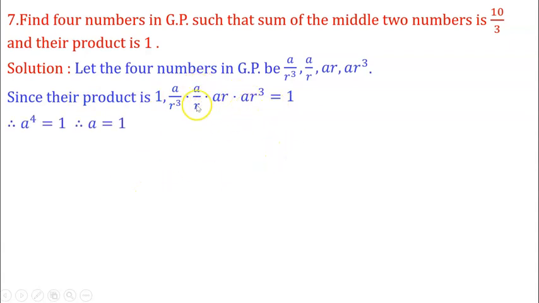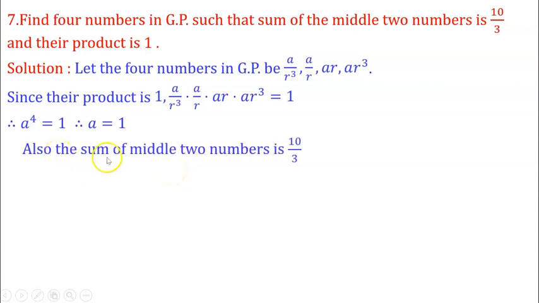r^3 into r, that is r^4, and in the numerator r into r^3, r^4, so r^4 and r^4 get cancelled. a into a into a into a, that is a^4 is equal to 1. Therefore, a is equal to 1, taking the fourth root.